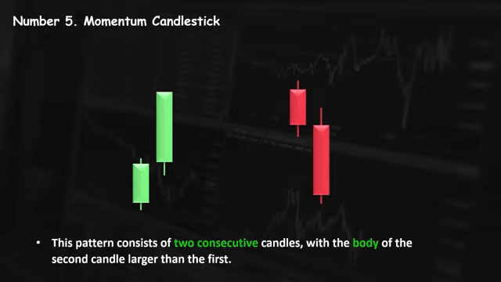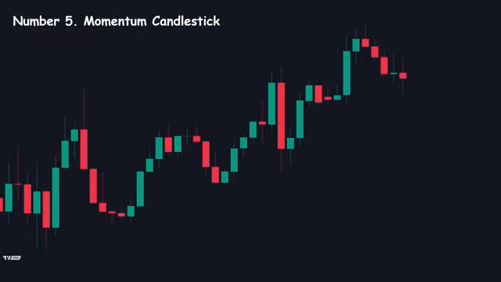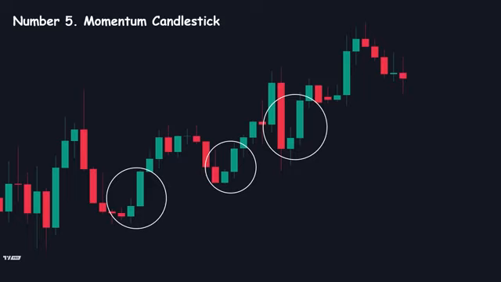Always consider it a trading opportunity when this pattern aligns with the overall market trend. Here on the chart, you can see these momentum candlestick patterns. Notice how the price rises after these patterns form. These signals alone may not be sufficient to make trading decisions, but combining these concepts will help you create well-informed trading strategies.